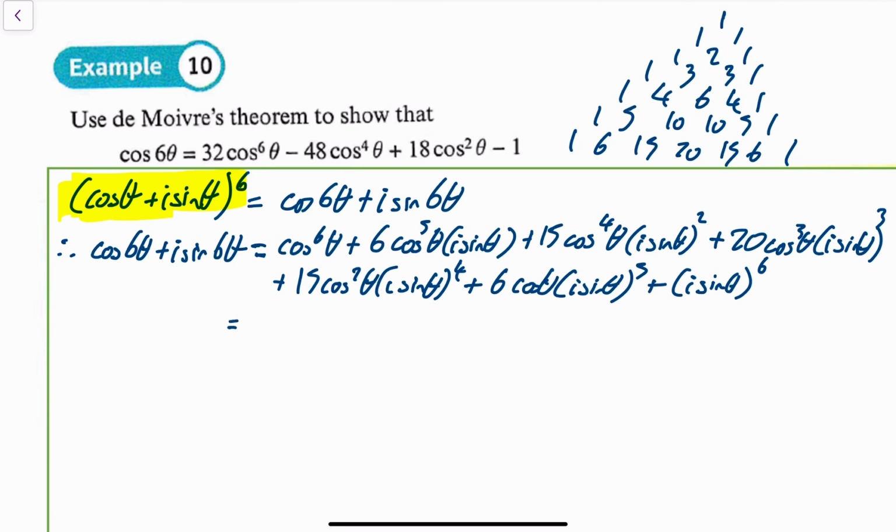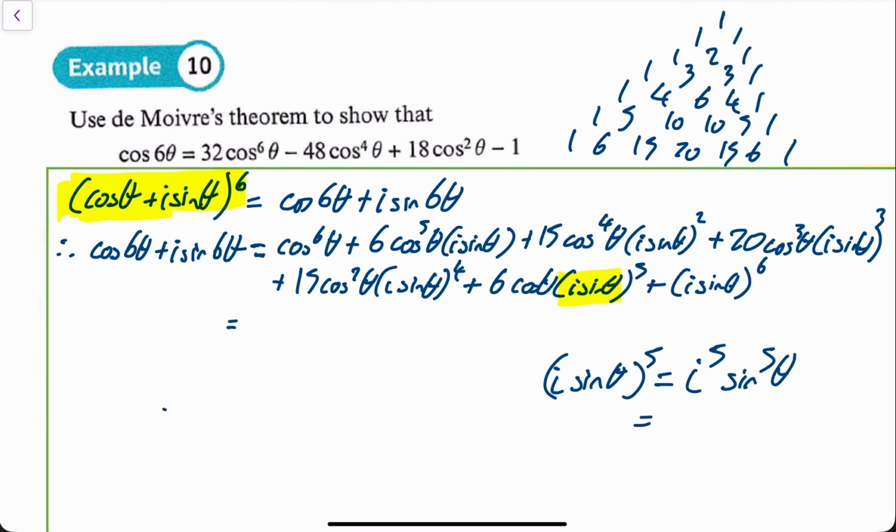When you do that out, folks, take care. The bit you're going to have trouble with is something like I sine theta to the power of 5. I'm not going to go through all of these, but if you had I sine theta to the power of 5, what you're going to have is I to the power of 5 times sine to the power of 5 theta. Now let's look at what I to the power of 5 looks like.